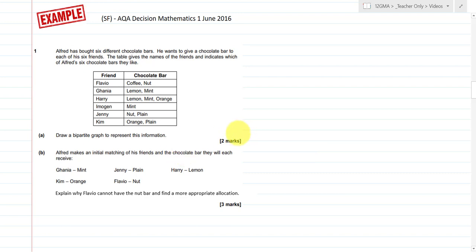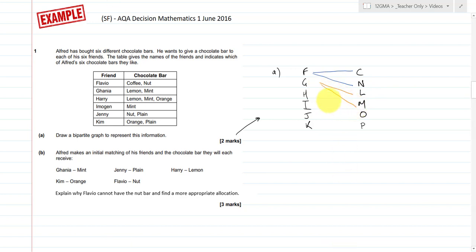Draw a bipartite graph. So I'm going to do part A here, and I've got Flavio, Garnier, Harry, Imogen, Jenny and Kim. And over here I've got the chocolate bars. So I've got coffee, nut, lemon, mint, orange and plain. And I'm going to connect these across. So Flavio is happy to have, I might just show you another technique here, it's different colours. Flavio is happy to have coffee or nut. Garnier is happy to have lemon or mint.